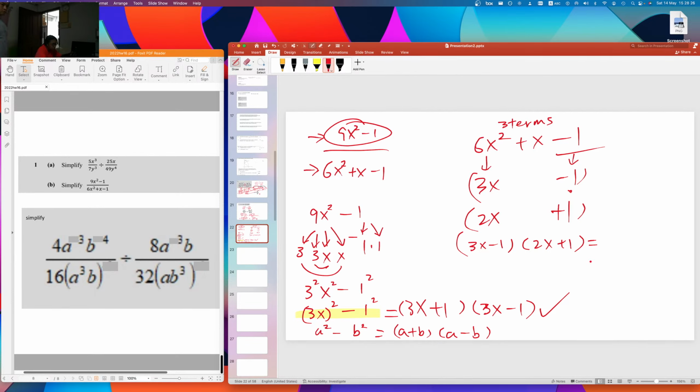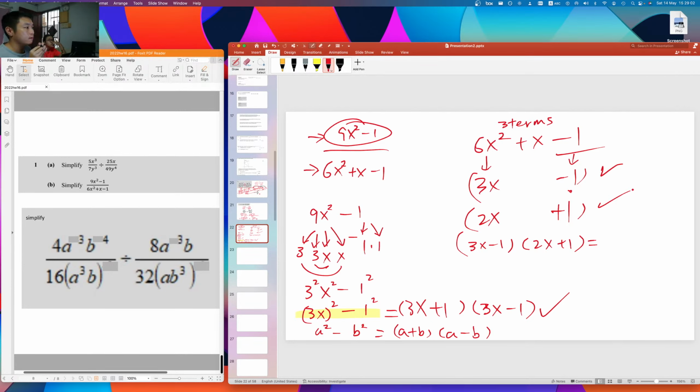So do you get, is this the same as the question? What's the question? The question is this one. Is it the same? Yeah. So they are the same, right? So when they are the same, that means this is correct. I mean this choice is correct. So if this choice is correct, then you can continue.